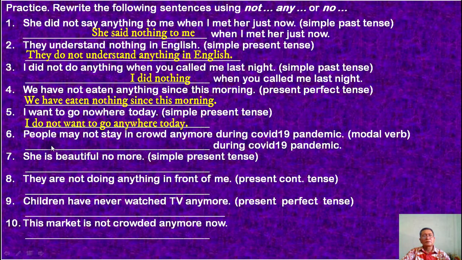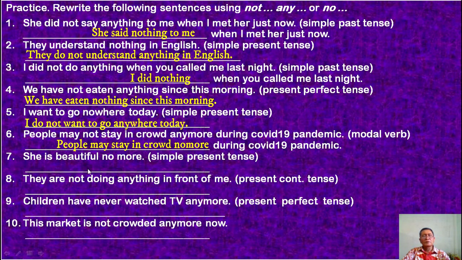Number 6. People may not stay in crowd anymore during COVID-19 pandemic. Modal verb. What's another form of number 6? It's alright. People may stay in crowd no more during COVID-19 pandemic.